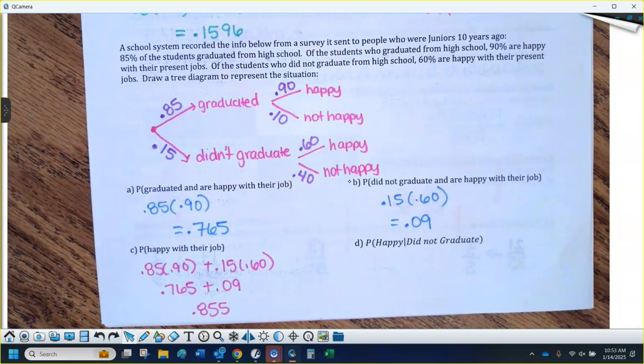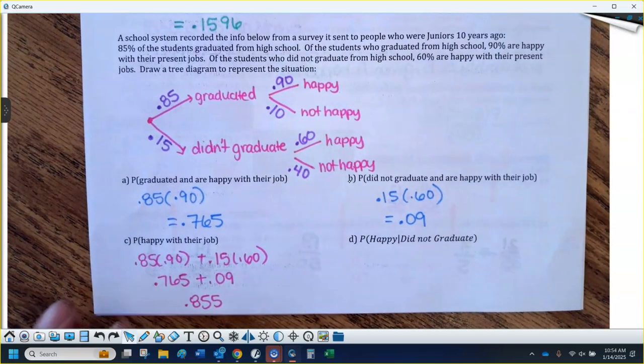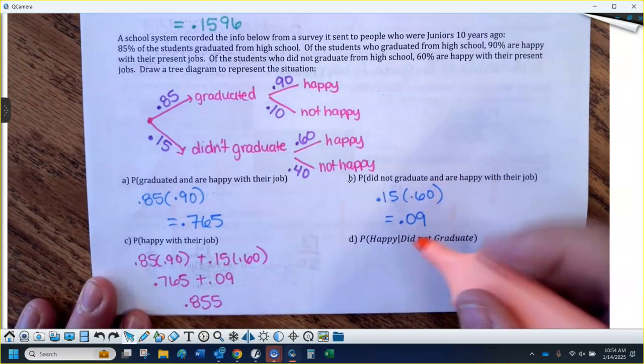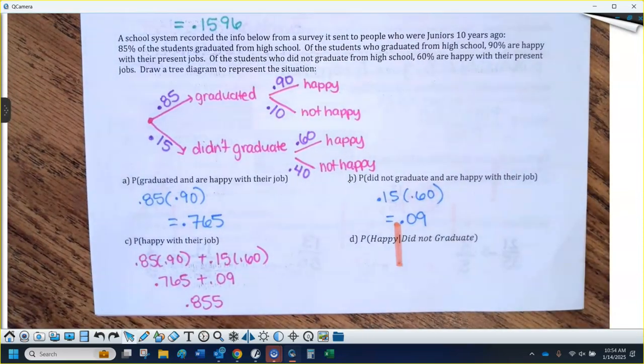And then the last one, I always think these can be a little bit easier if you have a conditional probability with a little tree. The probability the person is happy given that you know they didn't graduate. What's the probability the person's going to be happy with their job given that you know they didn't graduate? Don't have to calculate anything here. You just have to find it on the branch. What percentage of people do you think here? Given they didn't graduate, what's the probability they're happy with their job?